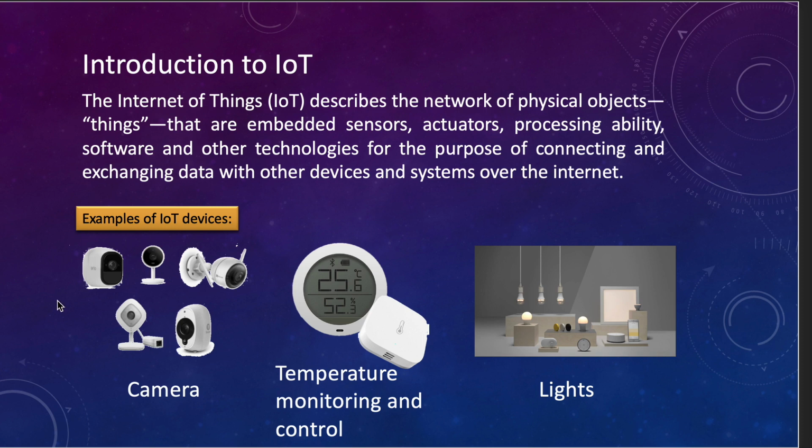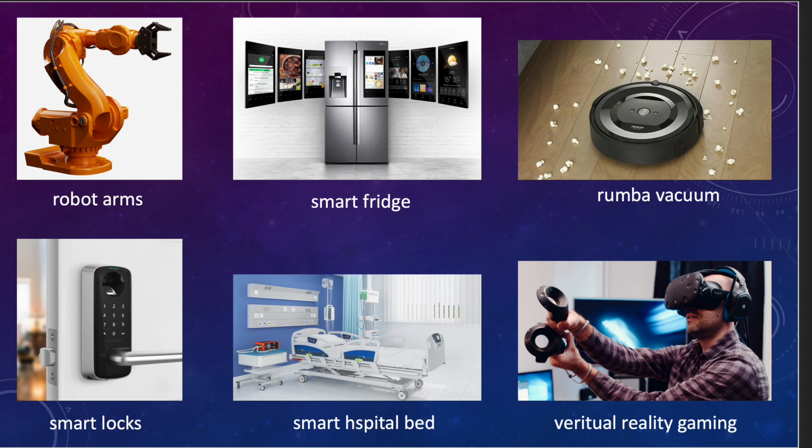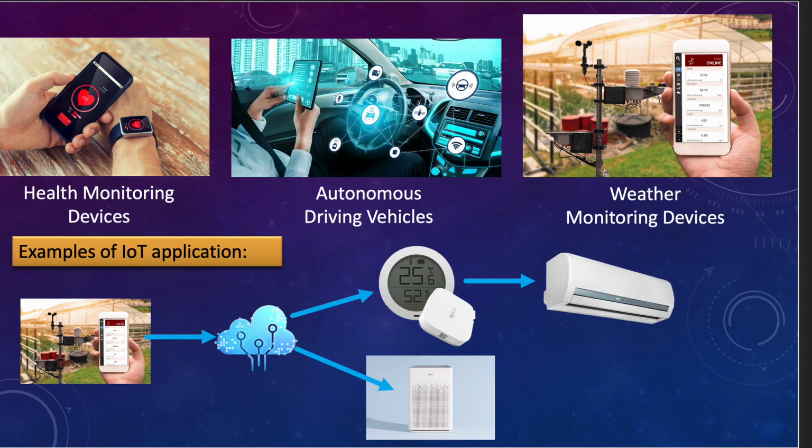Then we looked at several examples of devices that can be classified as IoT: smart lights, temperature sensors, cameras, motion sensors, smoke detectors, smart plugs, robotic arms, smart locks, and so on and so forth, the medical industry, virtual reality, gaming, autonomous driving, weather, health monitoring. So we looked at several examples where sensors and actuators are combined together to make an IoT device.